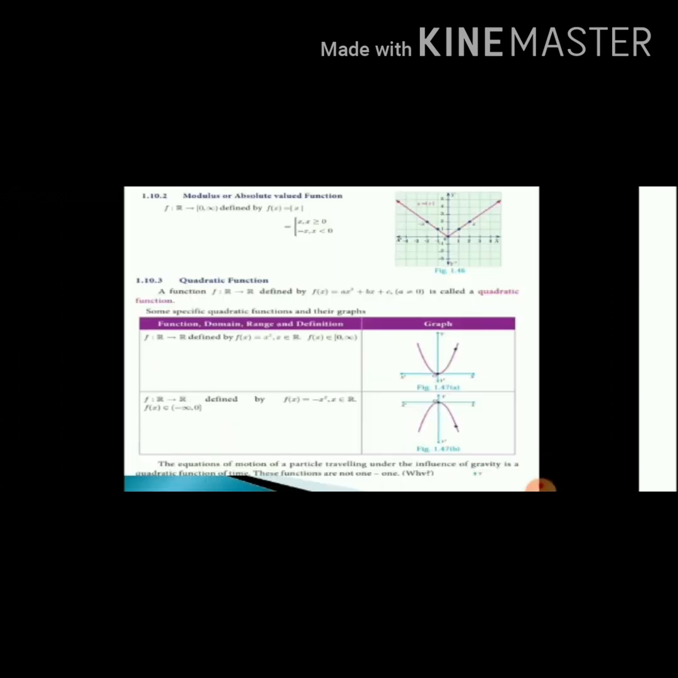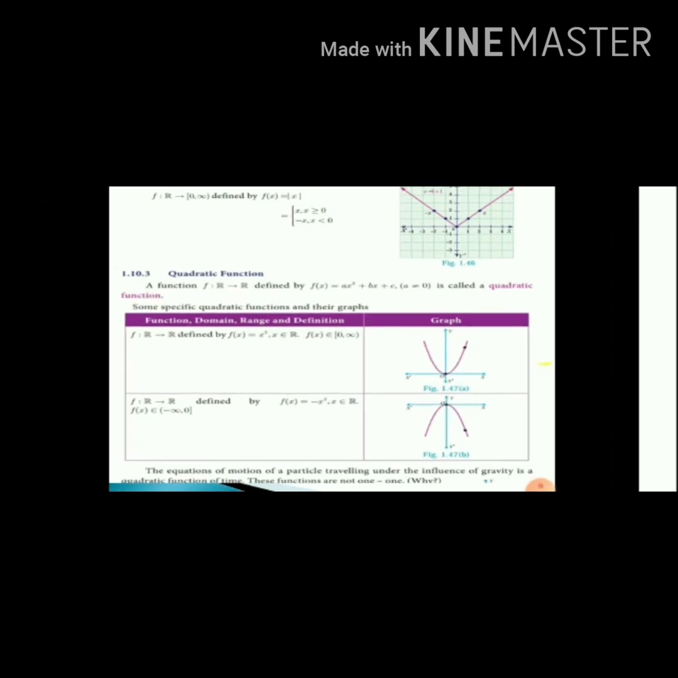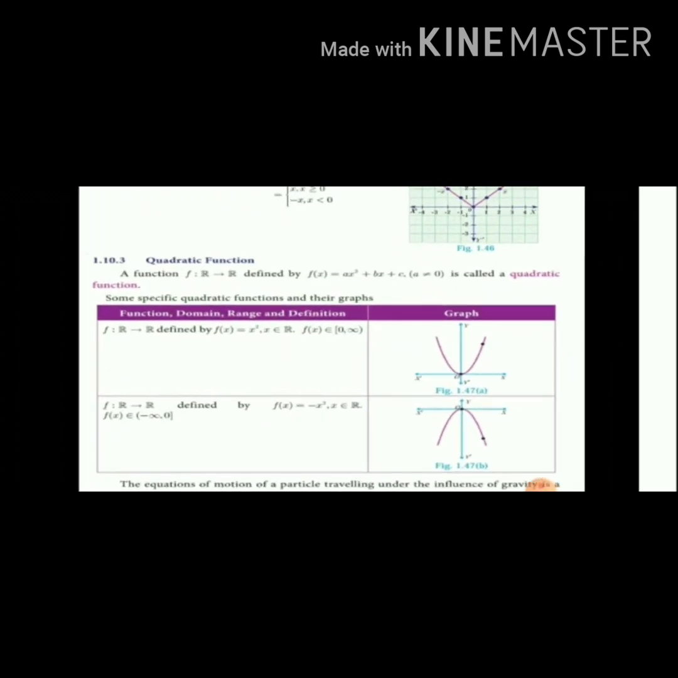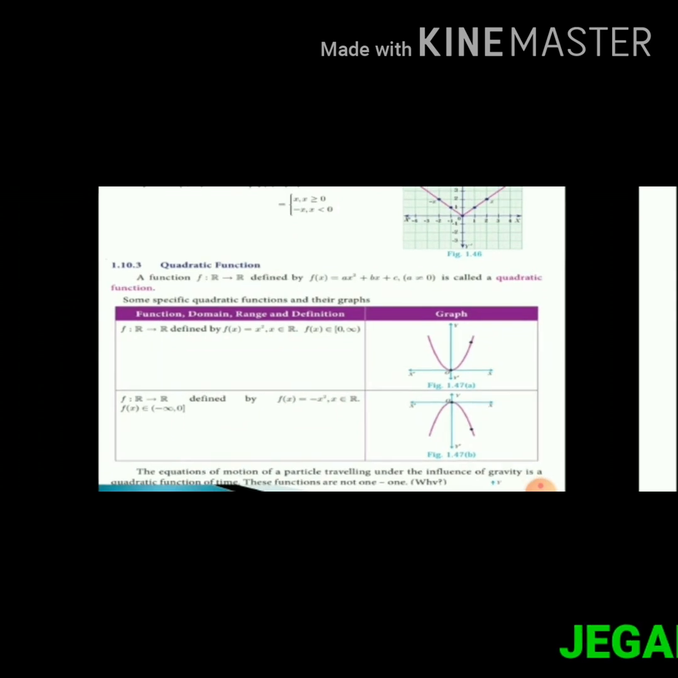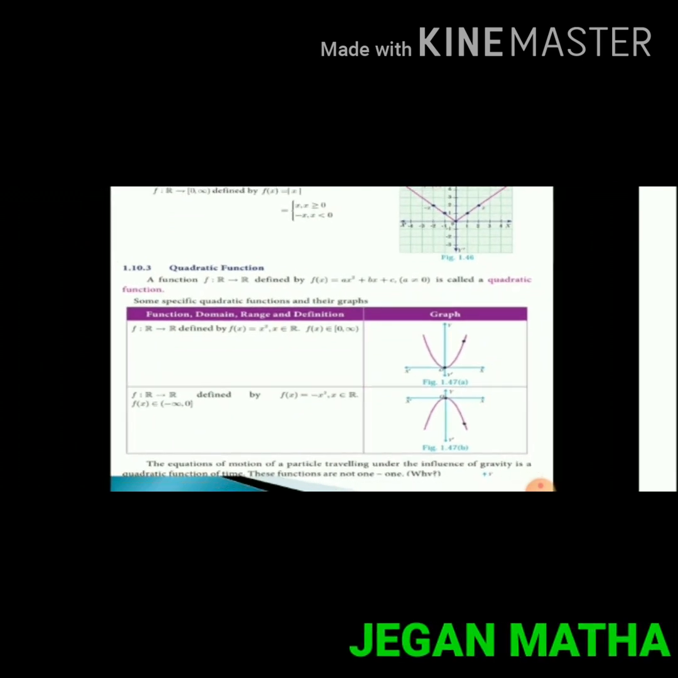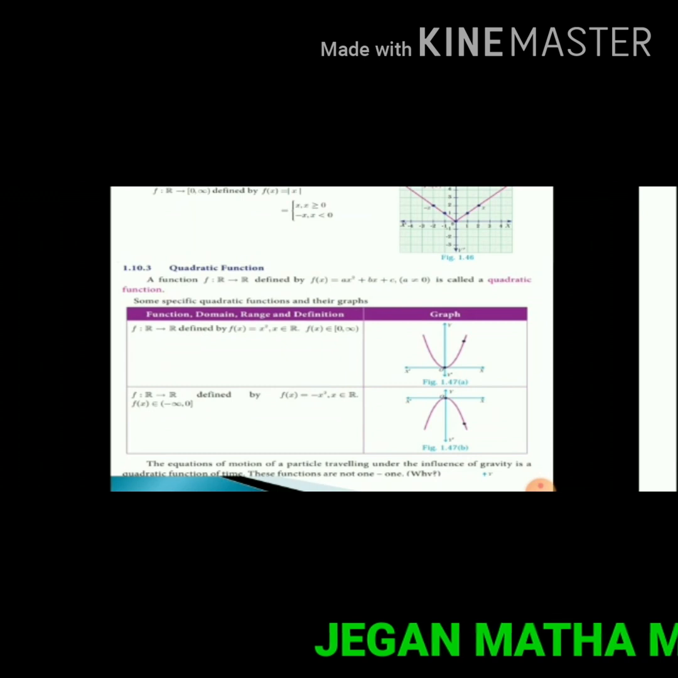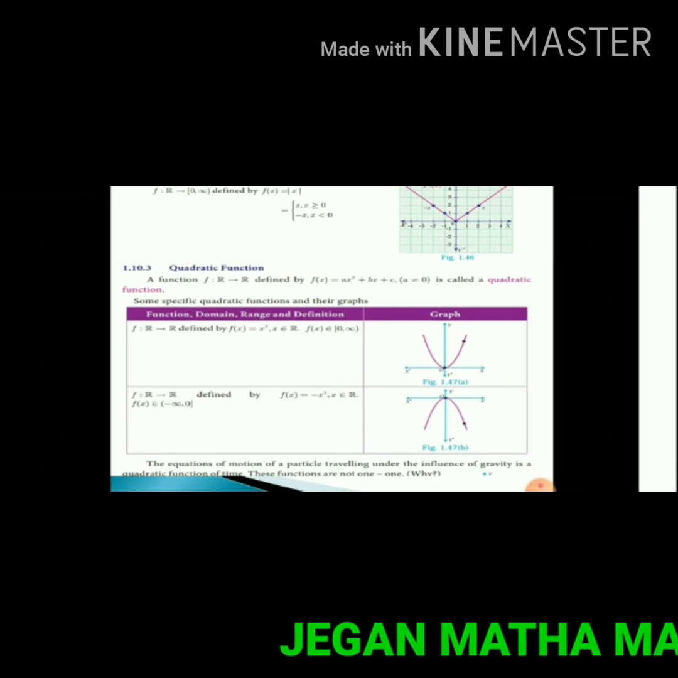Next one, modulus or absolute value function. f from R to [0, infinity) defined by f of x is equal to modulus x. We have x when x is greater than or equal to 0, and when x is less than 0, we have the function f of x is equal to minus x. So the modulus function is not a linear function, but it is composed of two linear functions, x and minus x.